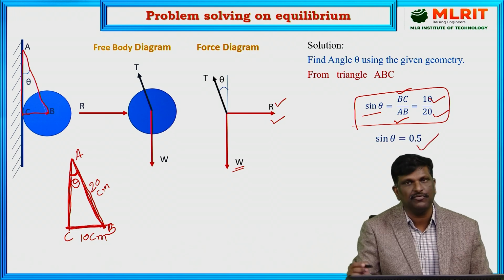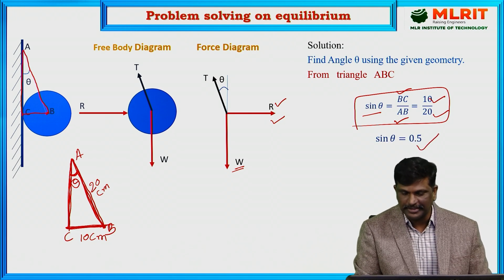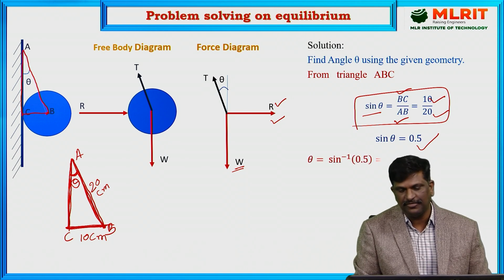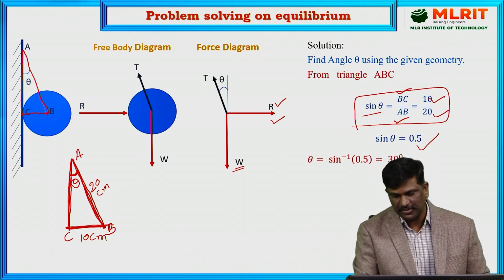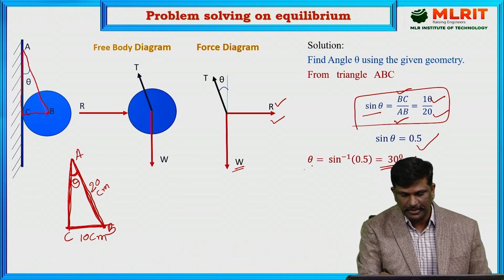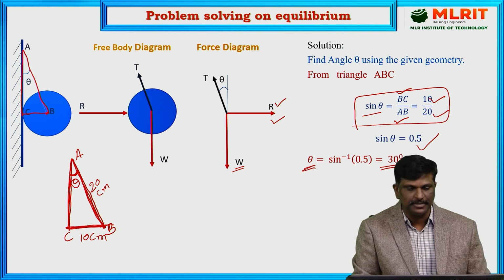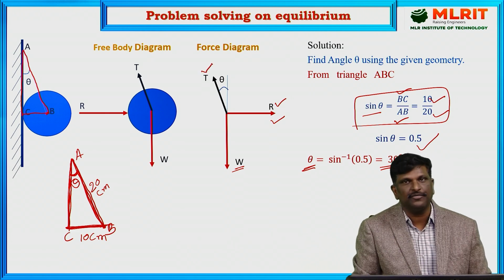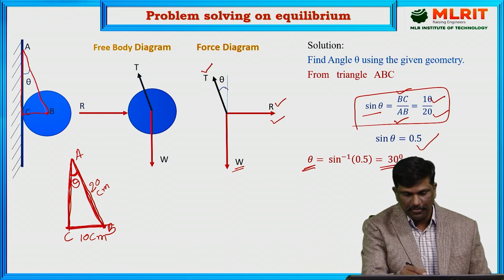Sin theta is equal to 0.5. Now, calculate theta value. Theta is equal to sin inverse 0.5. Sin inverse 0.5 is 30 degrees. So, theta is 30 degrees. That means the tension in the string is acting at an angle of 30 degrees to the vertical.